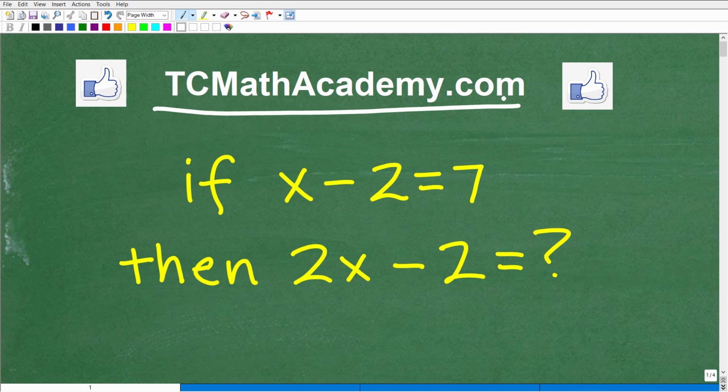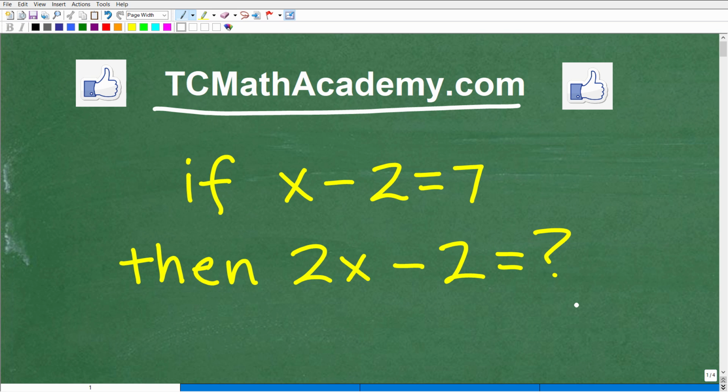So let me go ahead and read the problem. It says if x minus 2 is equal to 7, then 2x minus 2 is equal to what? This is not a trick problem, but a lot of you might get confused on what to do here.